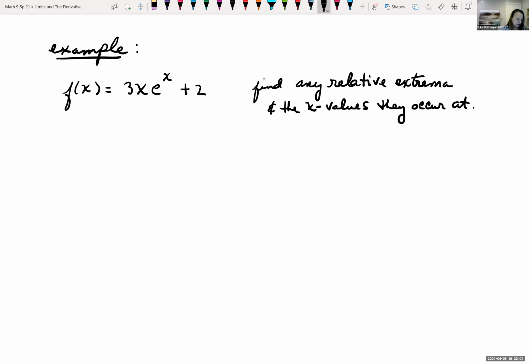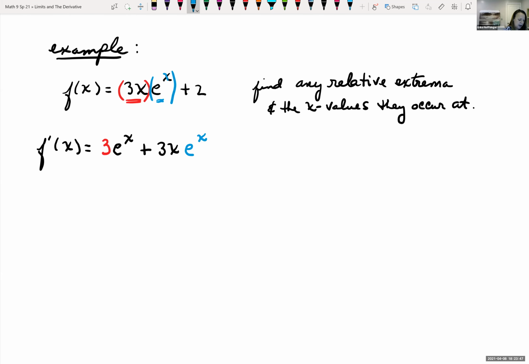When we take the derivative, notice we have to use the product rule. We have 3x, which we can treat as one function, and e to the x as the other function. So product rule says, let's take the derivative of the first. The derivative of 3x is just 3, times the second, which is e to the x, plus the first, which is 3x, times the derivative of the second. Well, remember the derivative of e to the x was just itself, e to the x.